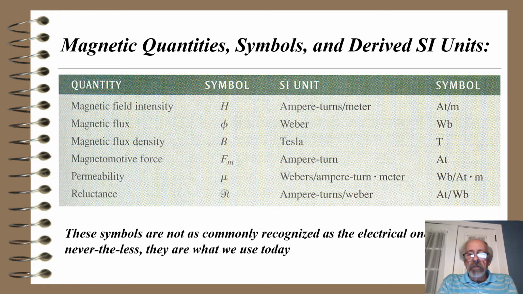Magnetic quantities, symbols, and derived SI units. You have another chart here. These are really kind of abstract things because you hardly ever hear of these. So let's just take a look at that.